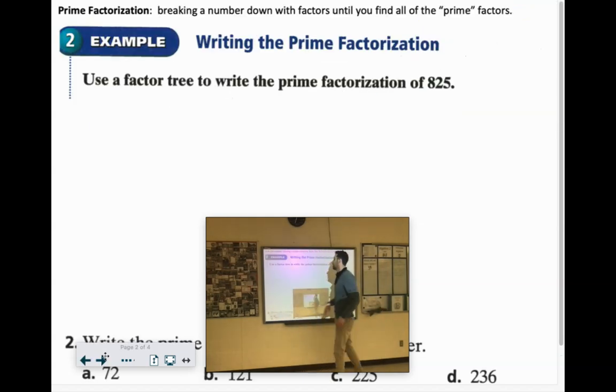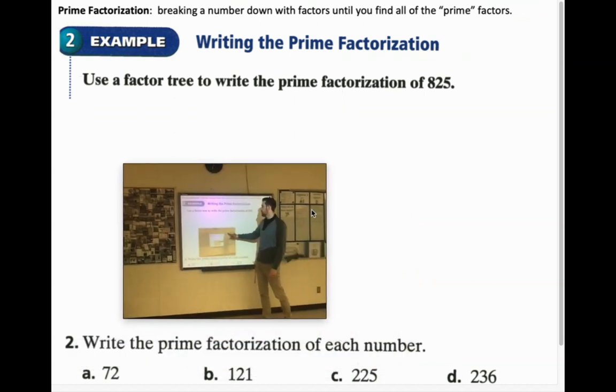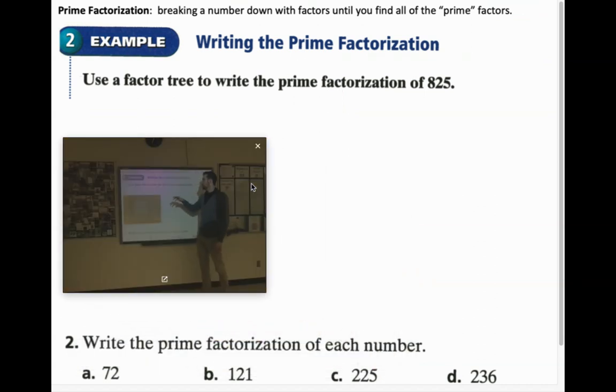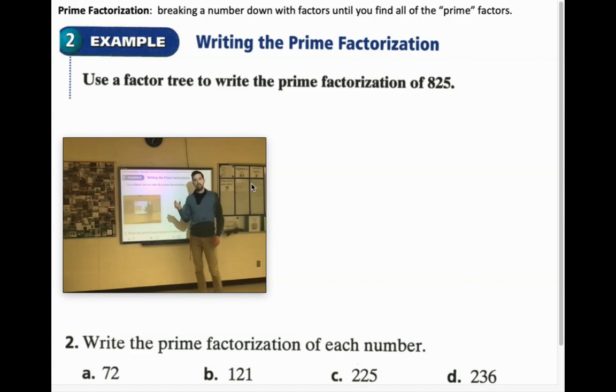Now we're going to do some prime factorization. Now you probably have done this in the past, but prime factorization is breaking down a number to just its prime factors. And prime numbers are numbers that are only divisible by that and 1, like 7. The only factors of 7 are 1 and 7. 3, 1 times 3, that's it.